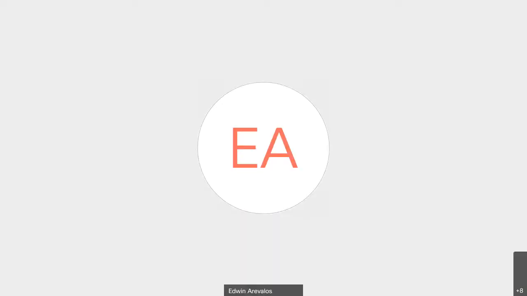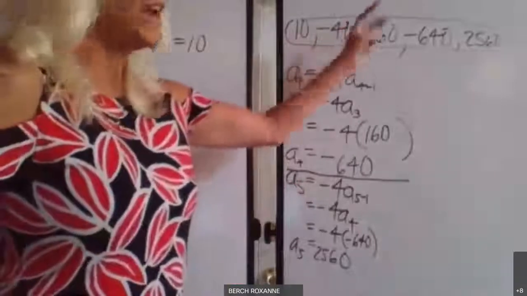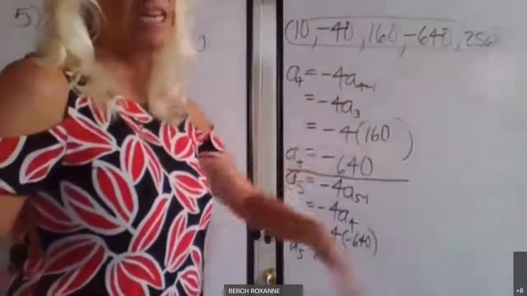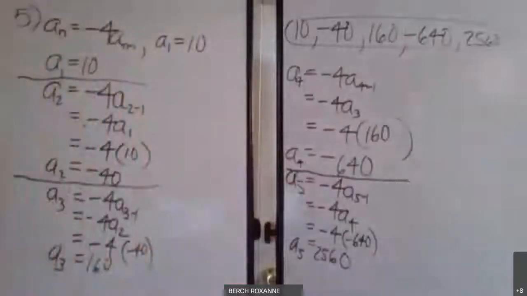Now, this is what I was saying. Some people are like, oh, I see a pattern, I'm not going to use the rules. Well, good luck with that with this, because first of all, this is alternating signs. So good luck trying to find a pattern. You're not going to be able to do it.